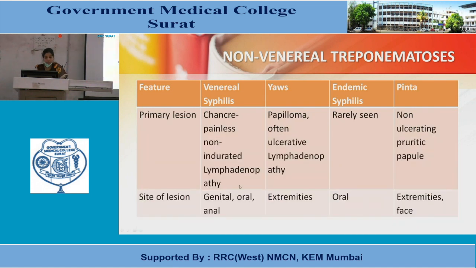Primary lesions in yaws have a papilloma, often ulcerative, and lymphadenopathy is seen. In endemic syphilis, the primary lesion is rarely seen, and in Pinta, non-ulcerating pruritic papule lesions can be seen. Site of lesions: in yaws it is the extremities, in endemic syphilis usually oral, and in Pinta the extremities and face.